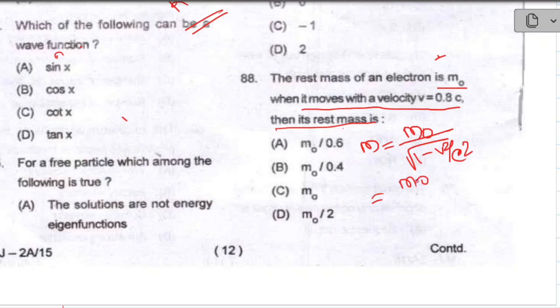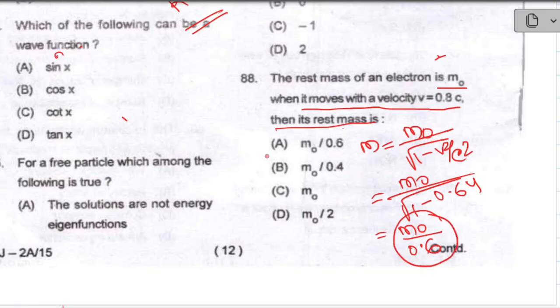Okay, so this is m naught over square root under 1 minus 0.8 square c square by c square. So c square will cancel out, 0.8 square means 0.64, and 1 minus 0.64 is 0.36, and the square root of 0.36 will give you 0.6. So m naught by 0.6. So A is your correct answer.